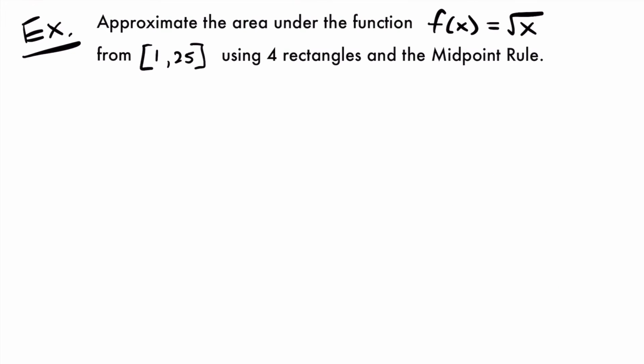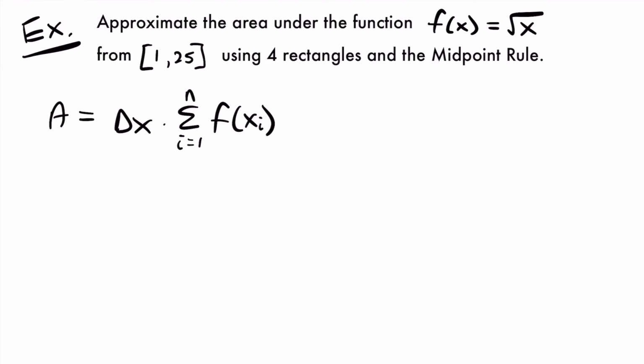All right, so for our last example, we want to approximate the area under the function f of x equals the square root of x from 1 to 25 using 4 rectangles and the midpoint rule. And so we'll start by writing down our area formula. We know that the area is equal to delta x, the width of our rectangles, times the sum from i equals 1 to n, the number of rectangles, of our function evaluated at our values of x sub i, and that represents the height of our rectangles.